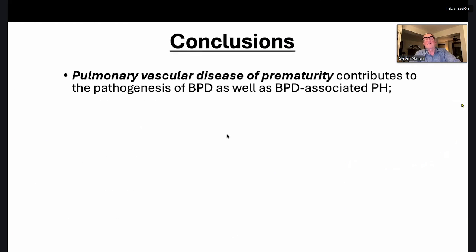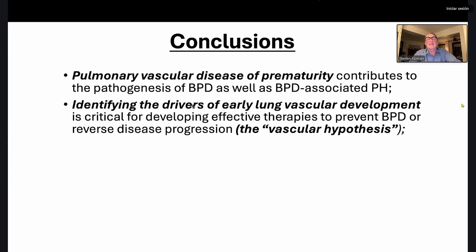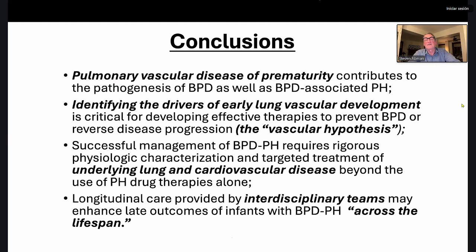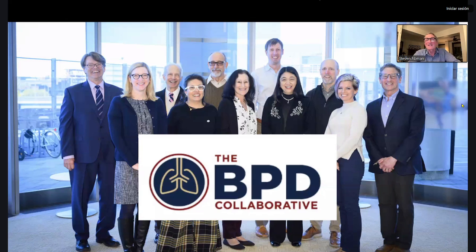So in conclusion then, pulmonary vascular disease of prematurity contributes to the pathogenesis of BPD, not just BPD-associated PH. Identifying the drivers of these early problems, perhaps from antenatal factors that we could incorporate into our assessments, leads to this idea that we could maybe prevent BPD. That's the vascular hypothesis. We have to treat the underlying lung and cardiovascular disease beyond the use of PH drugs alone. And again, I didn't talk much about care across the lifespan, but hinted a lot at it, but I think it's really vitally important.